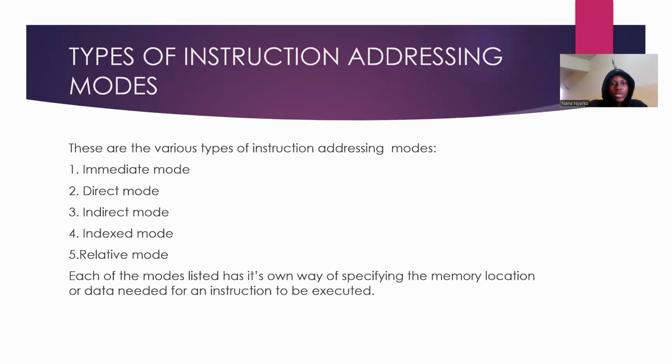Okay, I'm Aaron and I'm here to continue where the board has ended. I'm here to talk about the types of instruction address modes, and there are about five. We have the immediate mode, direct mode, indirect mode, index mode, and relative mode. Each of these modes listed has its own way of specifying memory location or data needed for an instruction to be executed.